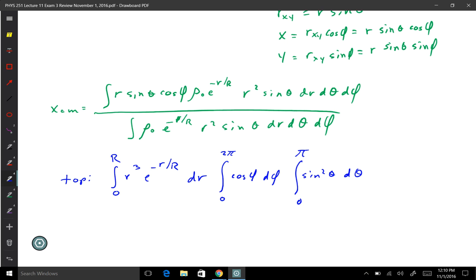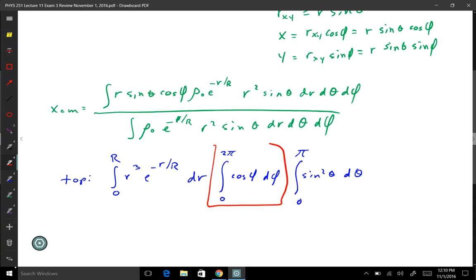If I look at these, this one right here is going to be 0.